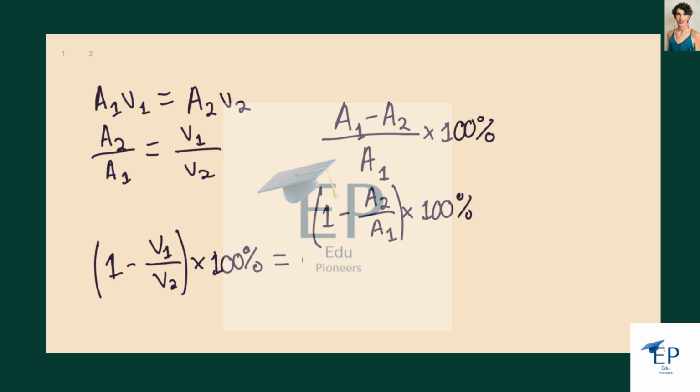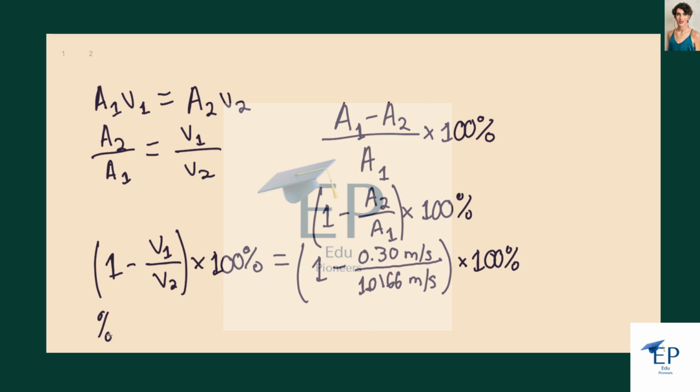percentage blocked by plaque. This is going to be 1 minus, so the velocity in the first section is going to be 0.3 meters per second, and then the velocity in the second section we found to be 1.0166 meters per second. Again, times 100%. So the percentage blocked by plaque is going to equal 70% approximately.